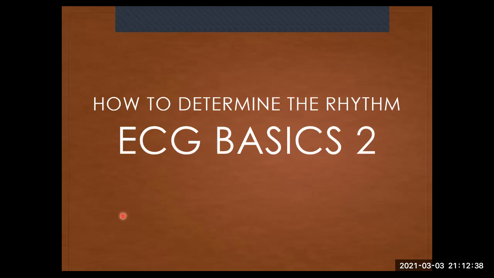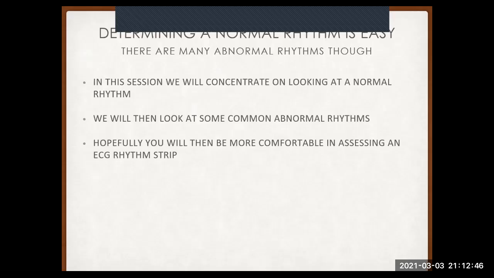So today we're going to cover the second one, which is the rhythm. We're going to start talking about the rhythm strip, that little thing that comes at the bottom of the ECG. All right. So the first thing that we need to know is what's a normal rhythm. What would we consider normal? And once you know what's normal, then it's very easy to figure out what's abnormal.